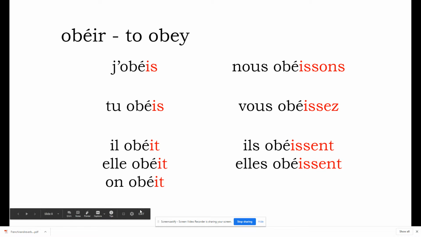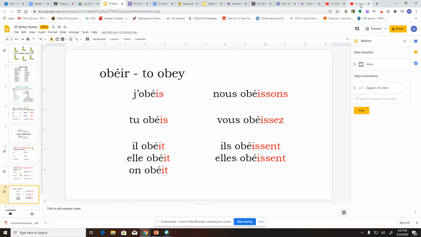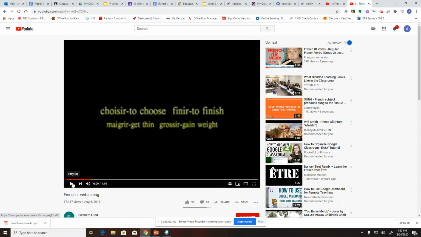And that's how we conjugate long IR verbs. As we close this out, I'm going to share one more song with you. Enjoy. Lots of conjugation of the verb.